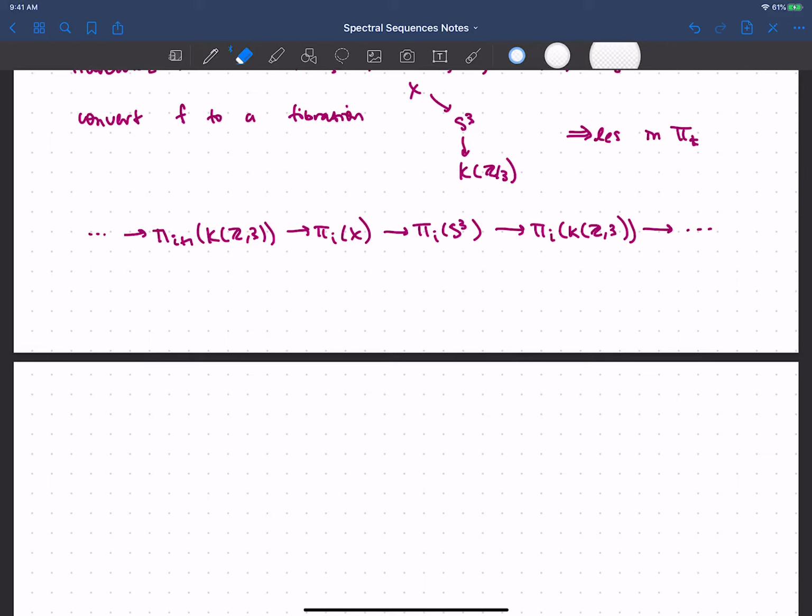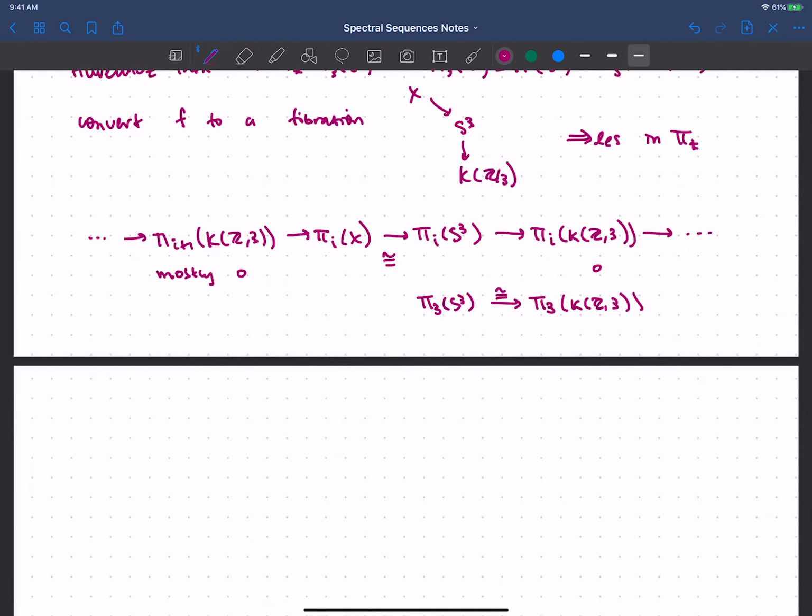And so on. Okay, and of course this is mostly 0. I only get something interesting in degree 3, and so that's also mostly 0, and I mostly have an isomorphism here. And then the only interesting spot is when I look at π3 of S3 to π3 of KZ3. We just saw that F lower star is going to be an isomorphism. And so then I'll have zeros on either side. So what we've learned is that we know the homotopy of the fiber entirely. So let's collect that all up.